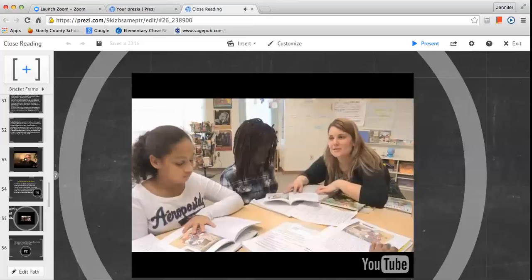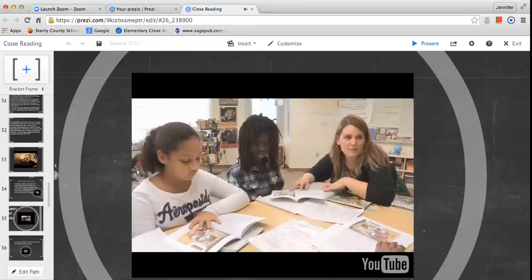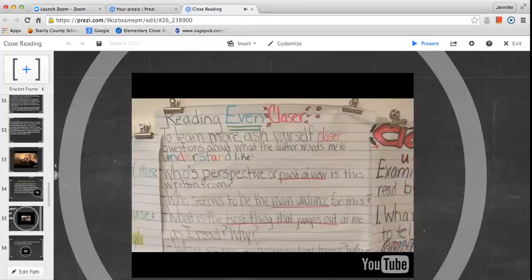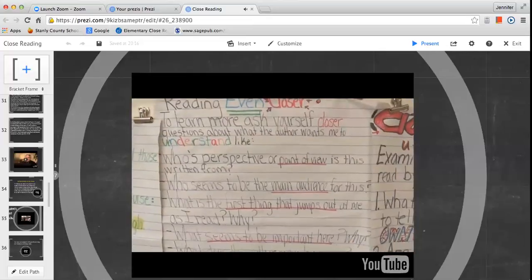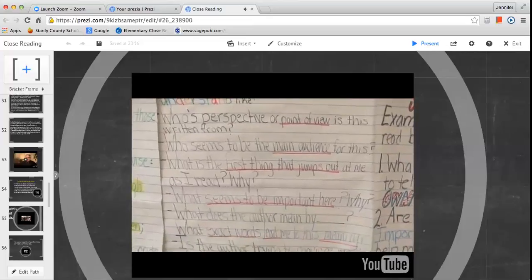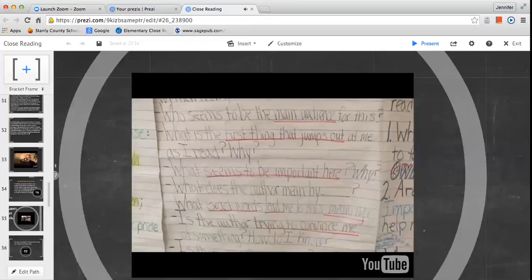Close reading is really having students look deeply into the text beyond the words and really having them ask themselves, what is the author trying to have me understand, and what does that mean, and why it's important.